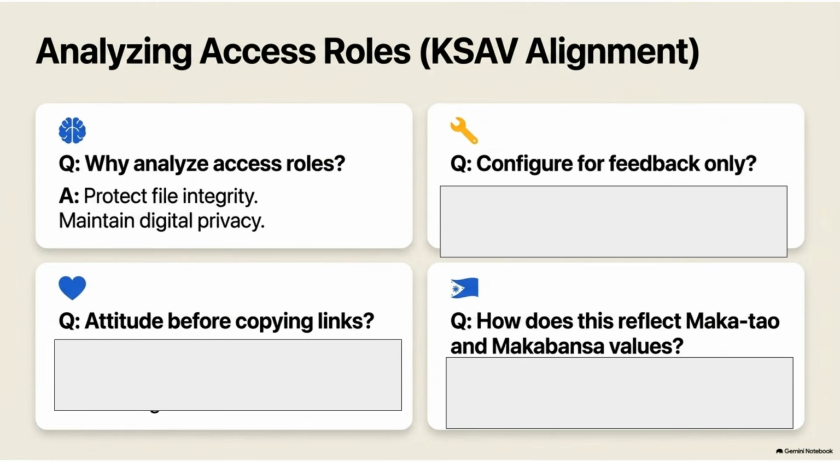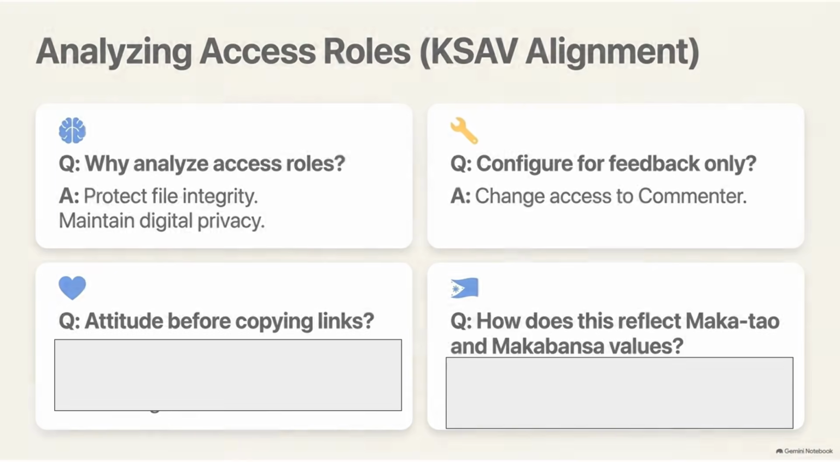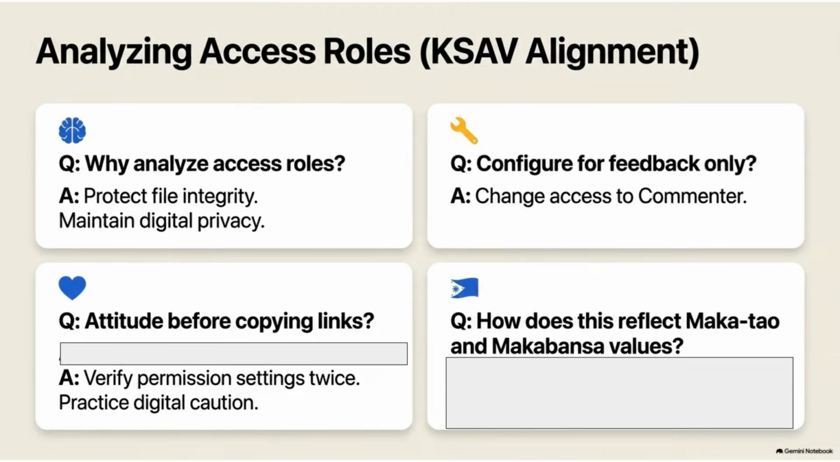Next, if you only want to receive feedback on your document, how should you configure your settings? To collect feedback safely, simply change the access level to commenter. This allows others to share their thoughts without altering your original content. What should your attitude be before you copy and share any link? Before copying links, you should verify your permission settings twice and always practice digital caution.